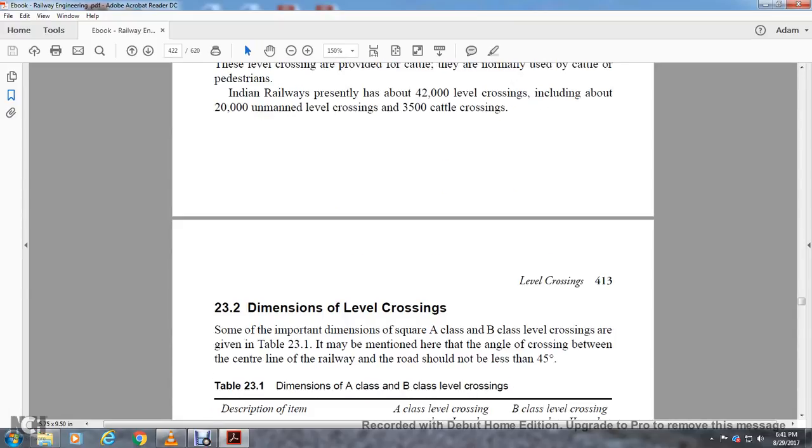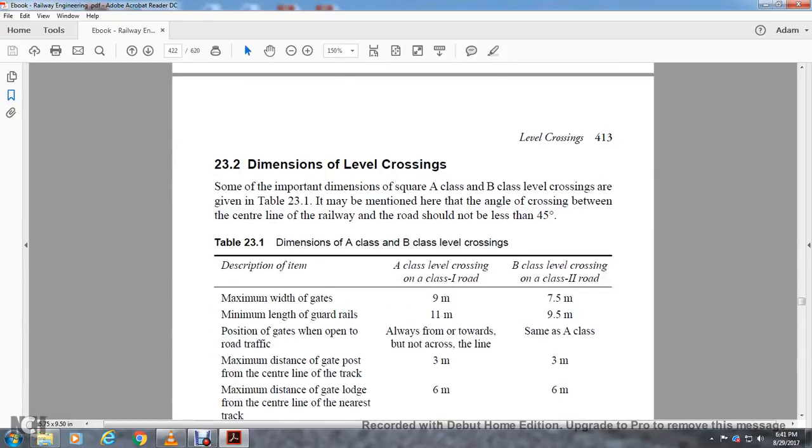23.2 Dimensions of level crossings. Some of the important dimensions of A class and B class level crossings are given in Table 23.1. The angle of the crossing between the center line of the road and the railway should not be less than 45 degrees. Maximum width of the gates is 9 meters: 7.5 meters for A class. Minimum length of the guard is 11 meters for B class and 9.5 meters for A class.